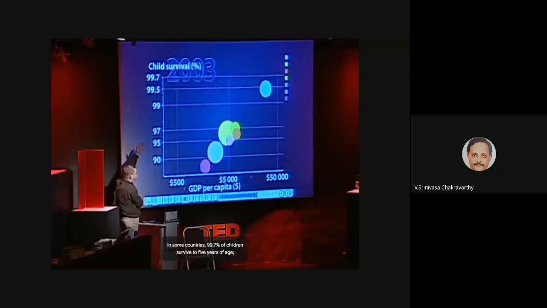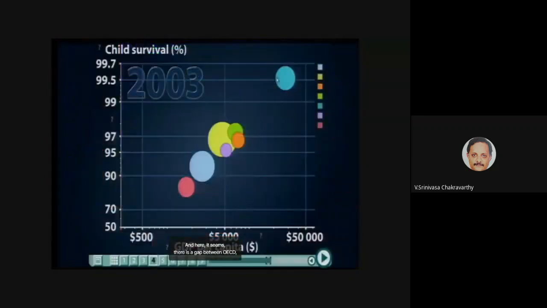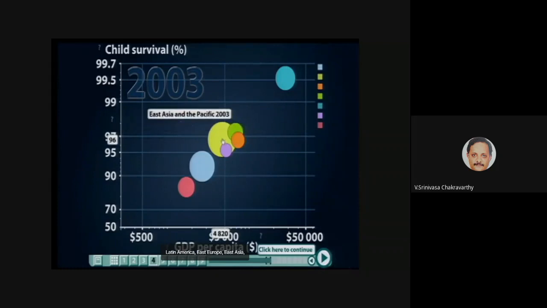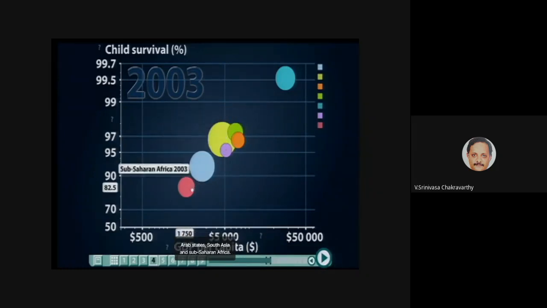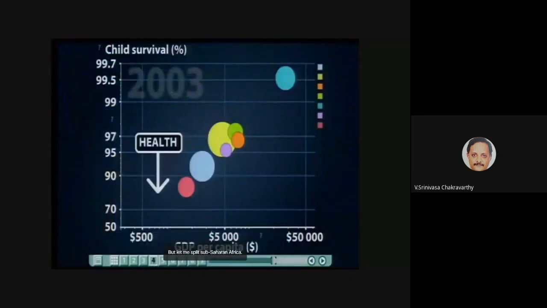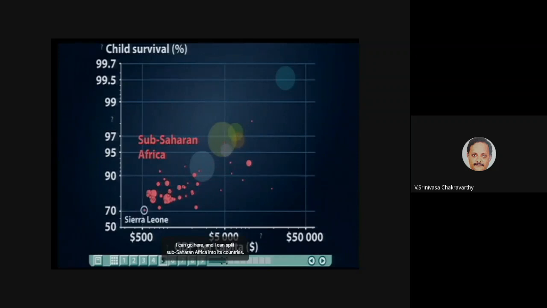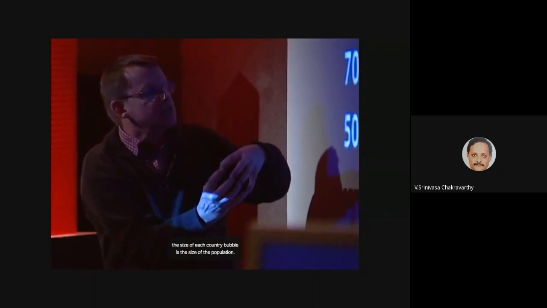In some countries, 99.7% of children survive to 5 years of age, others only 70. And here it seems that there is a gap between OECD, Latin America, East Europe, East Asia, Arab states, South Asia, and Sub-Saharan Africa. The linearity is very strong between child survival and money. But let me split Sub-Saharan Africa. Health is there, and better health is up there. I can split Sub-Saharan Africa into its countries, and when it bursts, the size of each country bubble is the size of its population.